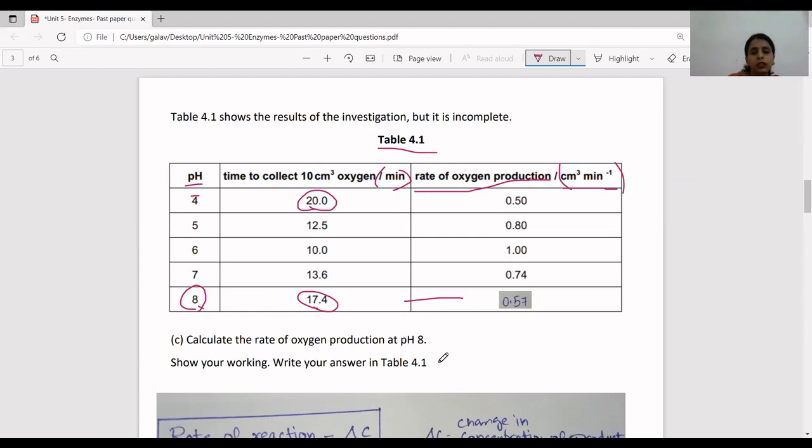Remember that. So in the third column, rate of oxygen production is given and the unit is cm³ per minute. Now the rate at pH 4 is 0.5, at pH 5 it is 0.8, at pH 6 it is 1, at pH 7 it is 0.74, and at pH 8 you have to calculate the rate of oxygen production.